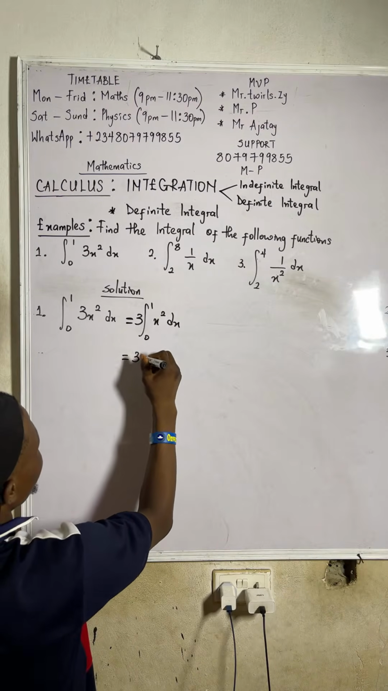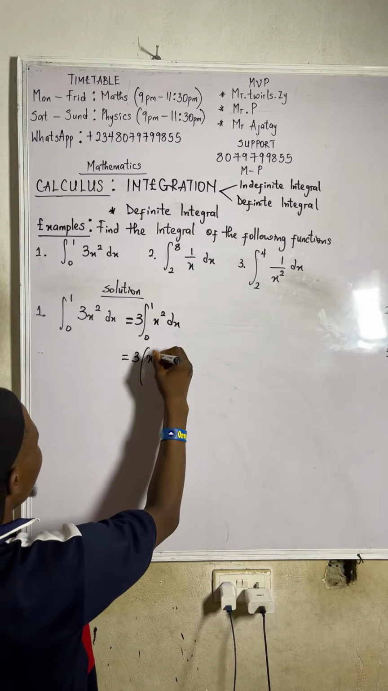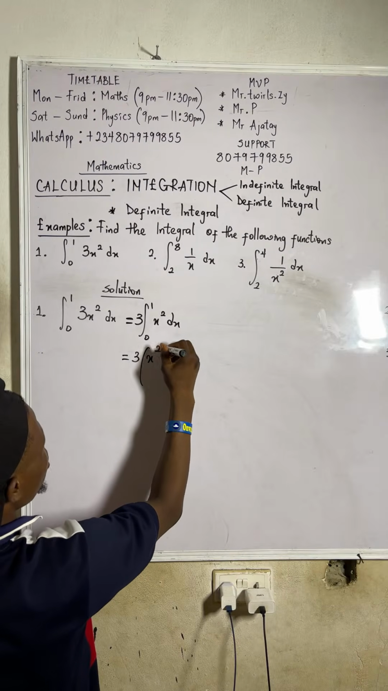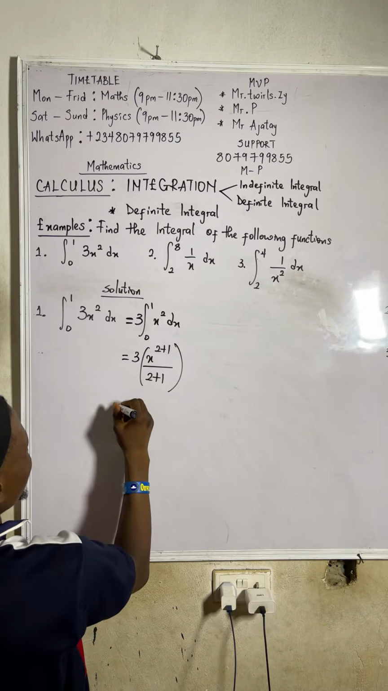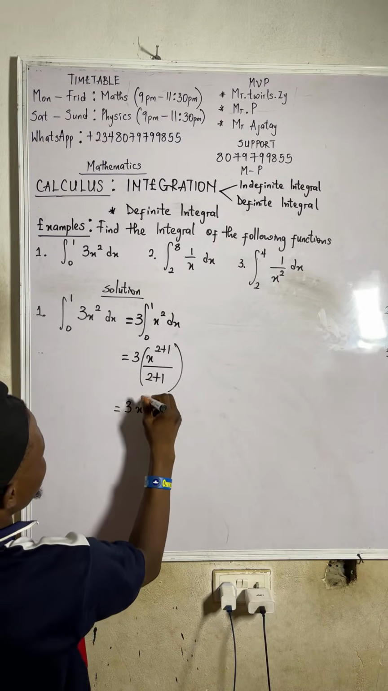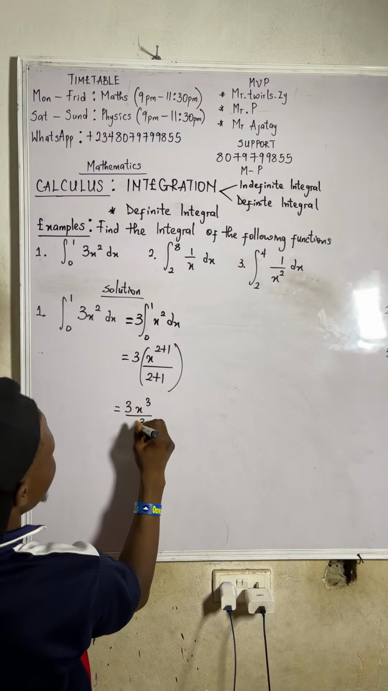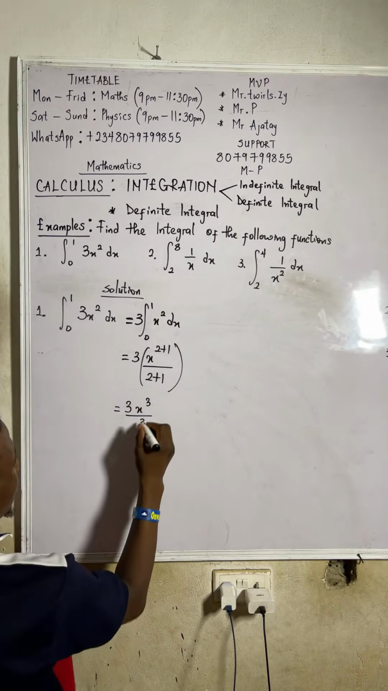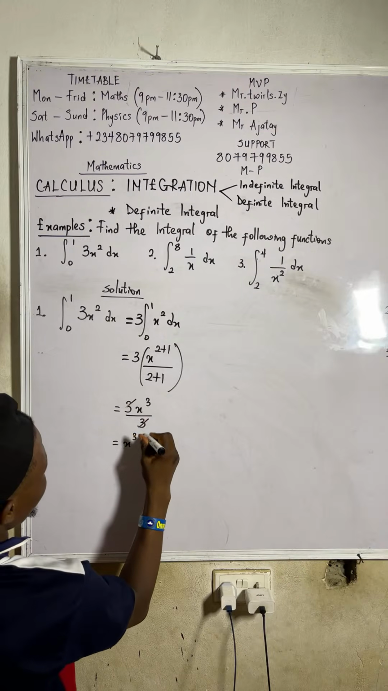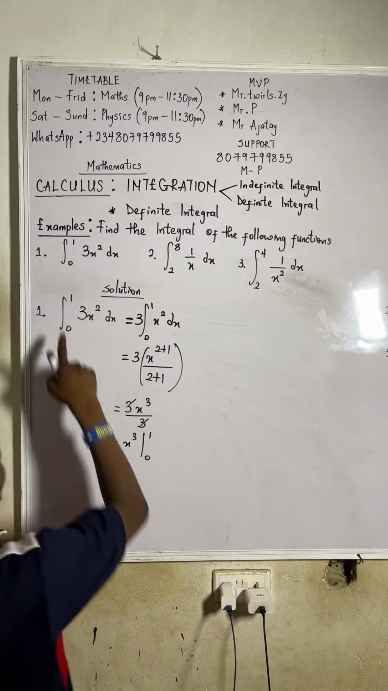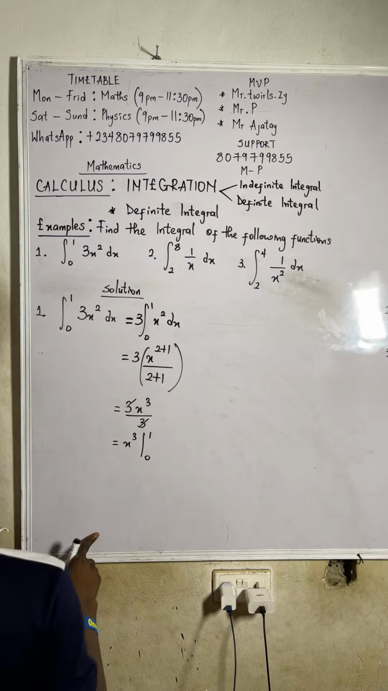That will be 3 into bracket x to the power of what? That will be 2 plus 1 over 2 plus 1. So that will give us 3x cubed over 3, right? Yes, that's x cubed over 3. So 3 cancels 3, and we are left with x cubed. So it's 0 to 1. Don't forget it has a limit. What is the limit?